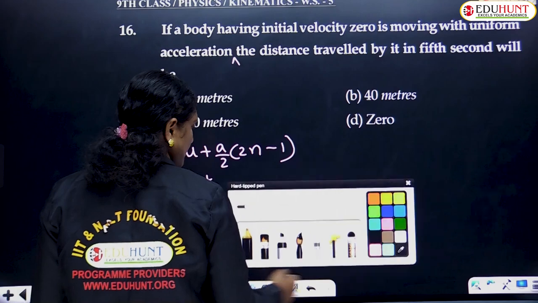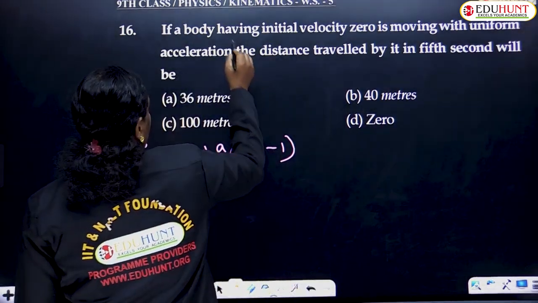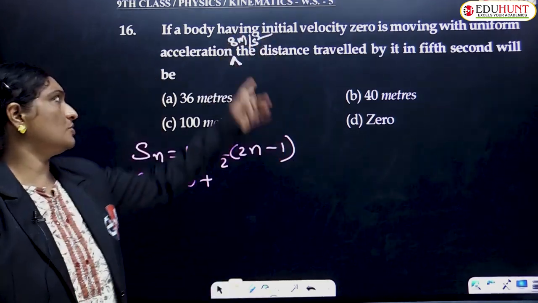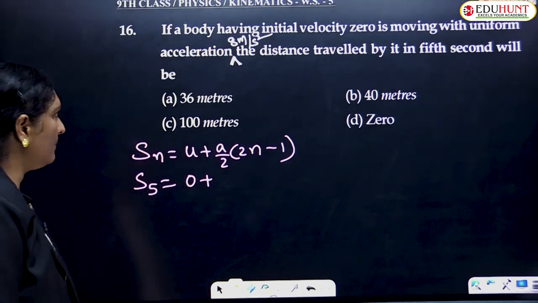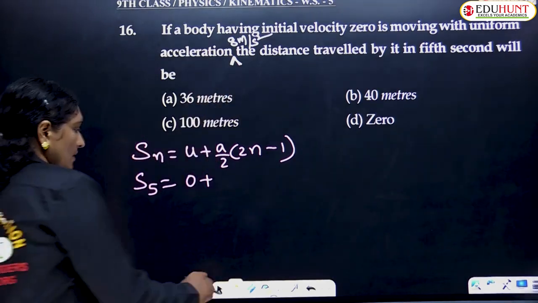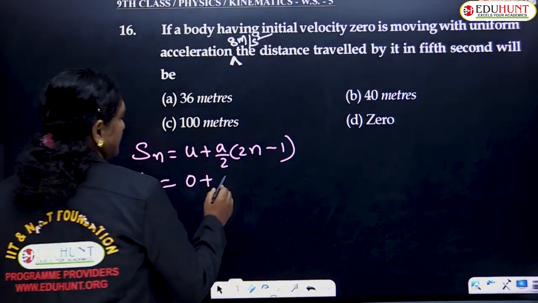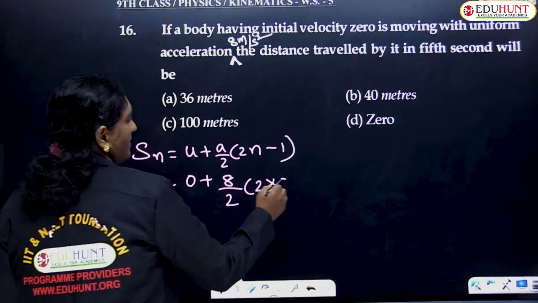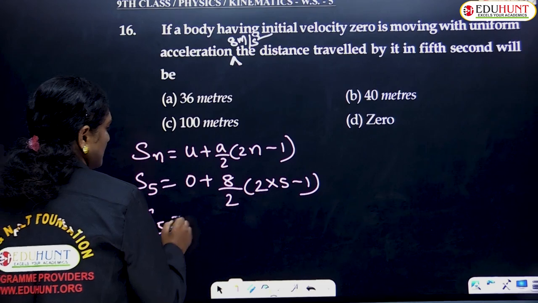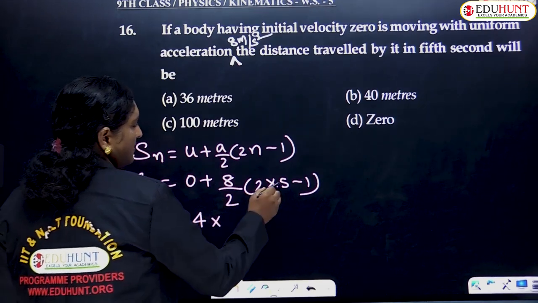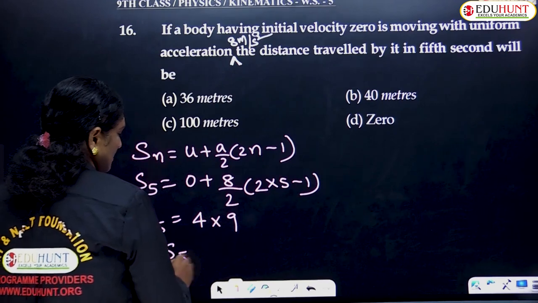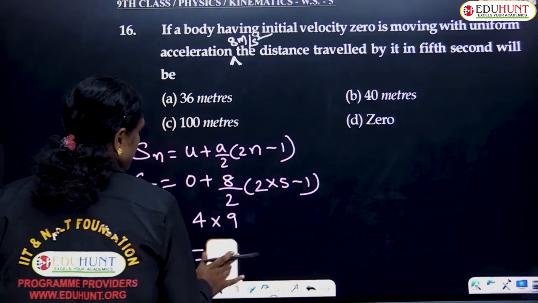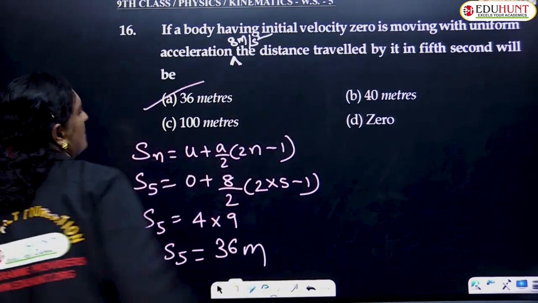Let us assume the acceleration. Correction, children: take the acceleration as 8 meter per second square. To get one of these options, you should take acceleration as 8 meter per second square. So acceleration is 8 meter per second square upon 2 into 2n minus 1, n is 5. So S5 is equal to 8 by 2 is 4 into 2 fives are 10, 10 minus 1 is 9. So in the fifth second the distance traveled will be 9 fours are 36 meters. How much is that, children? 36 meters. So here goes your answer.